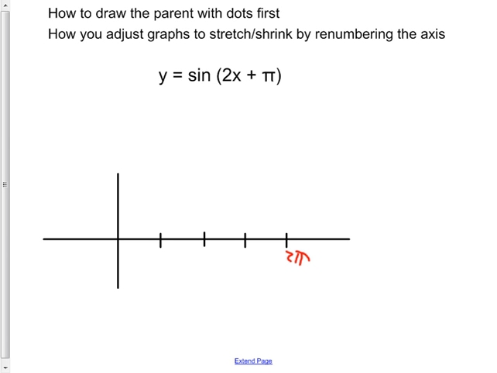Try that one. The 2 is your B. And I want to make this a pi over 2 shift because it'll actually be easier.